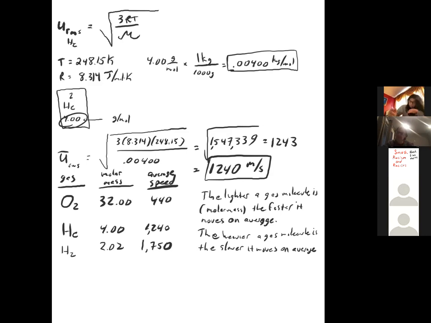Okay. In fact, there are some problems where what we were interested in is how much faster the lighter molecule moves than the heavier one. So I'm going to give you a little equation for this. This is called Graham's law. And there are problems in your homework where you have to do this. The average speed of one gas over the average speed of the other is equal to the square root of the molar mass of the second one over the molar mass of the first one. This is called Graham's law.